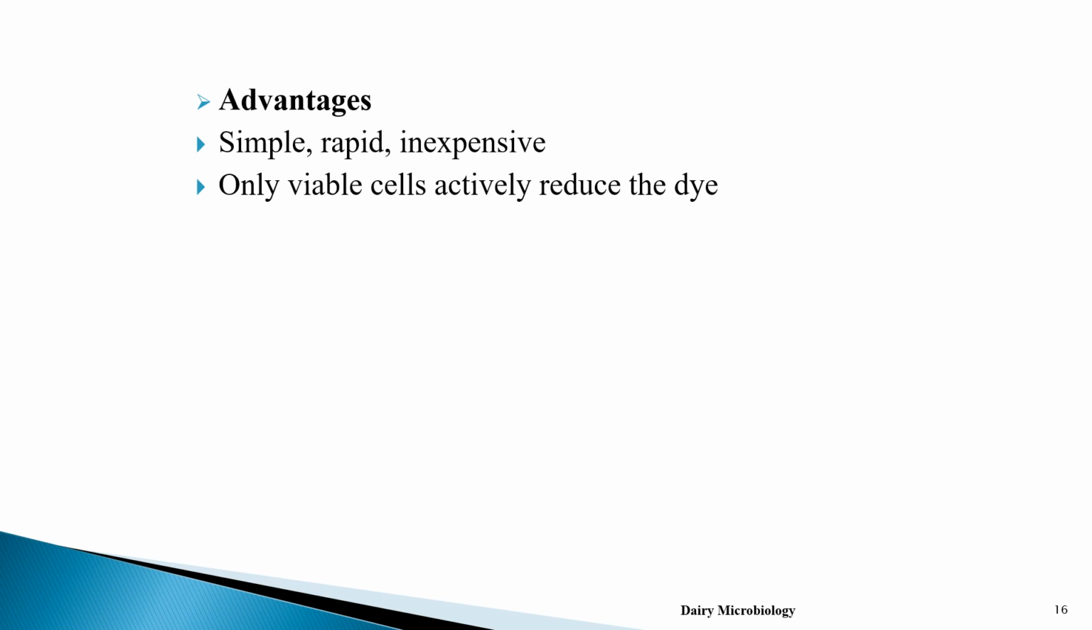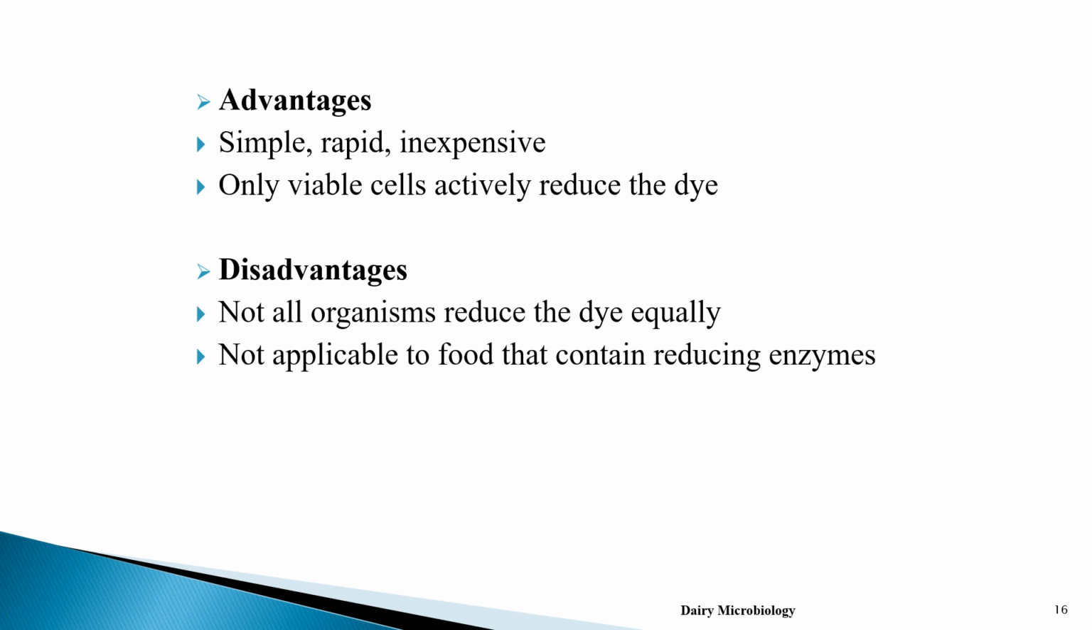Next are the advantages of the MBRT test, which include simple, rapid, and inexpensive. By using this test, only the viable cells present in the milk sample will get counted, as only viable cells actively reduce the redox dye. Disadvantages. Not all organisms which are present in the milk will reduce the dye equally. And this test is not applicable to food which contains reducing enzymes. The presence of reducing enzymes in the food interferes with the time that is required for the reduction of redox dye.